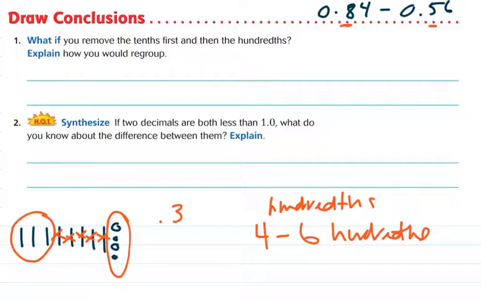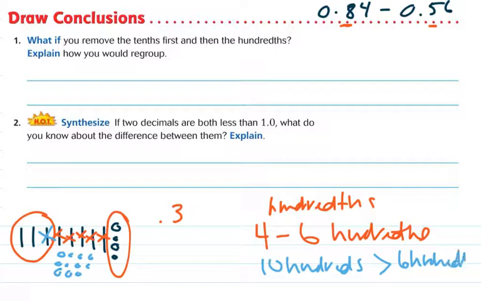So in essence, we'd have to regroup again. So from the 3 tenths that were left over, we would cross one of them out and trade it for 10. So now we have 10 hundredths. Now we can subtract. 10 hundredths is more than 6, right? Before we couldn't subtract. So now we can regroup. We're still going to have to regroup, boys and girls.